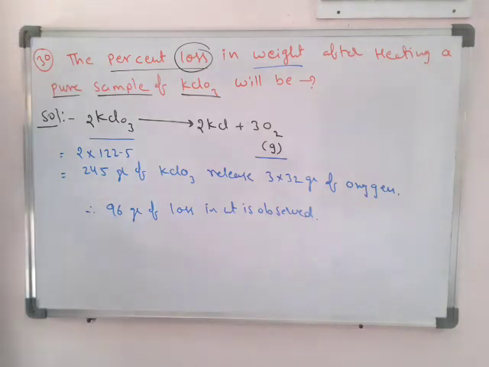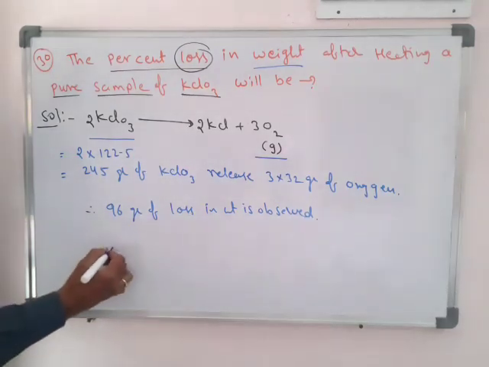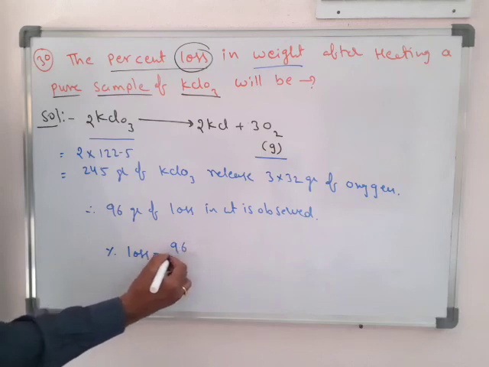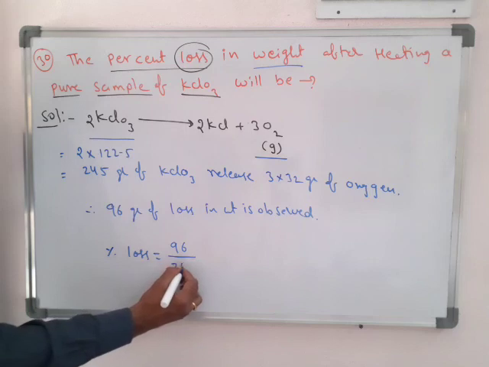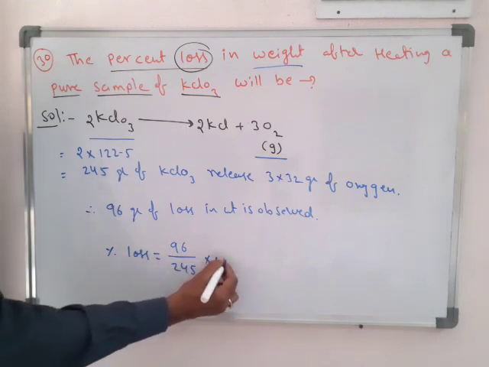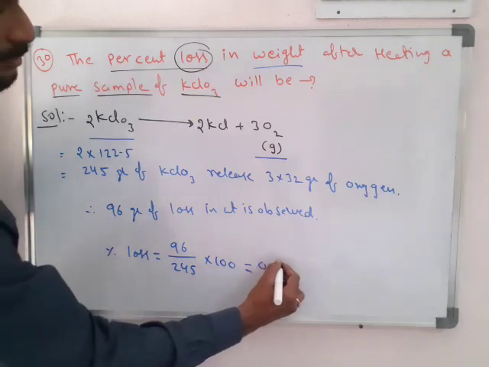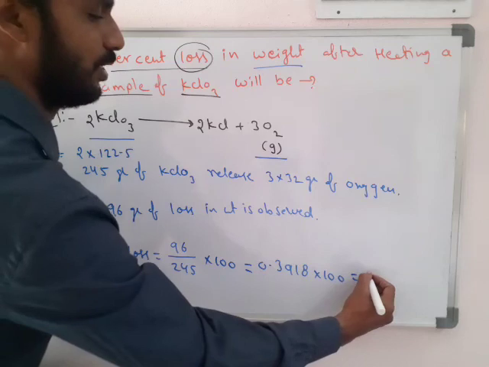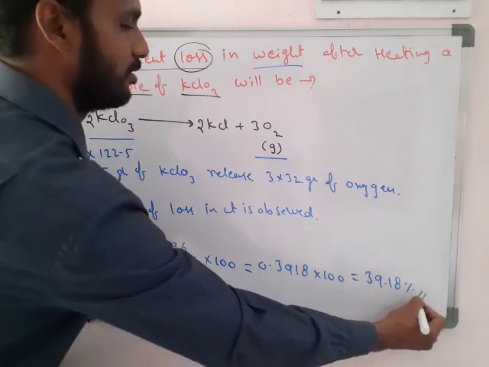So what is the percentage? Actually we have to find the answer in terms of percentage. So percentage loss equals 96 grams loss out of 245. So here we get the loss percentage as 39.18 percent.